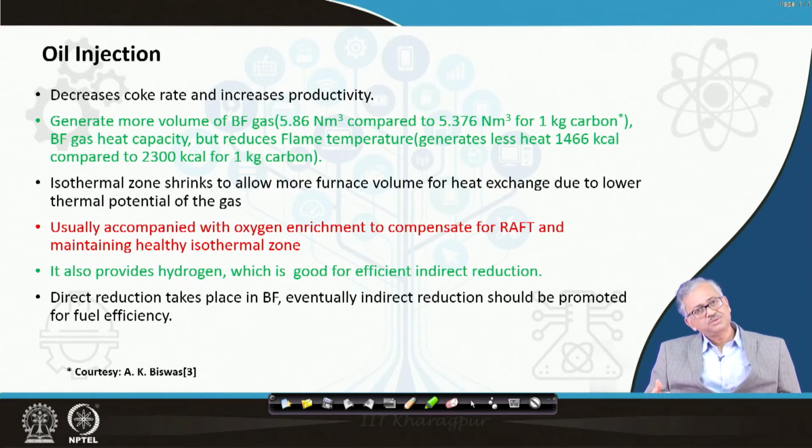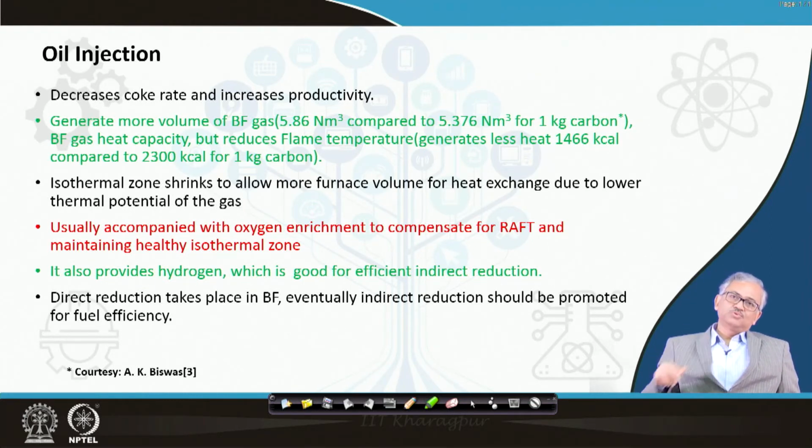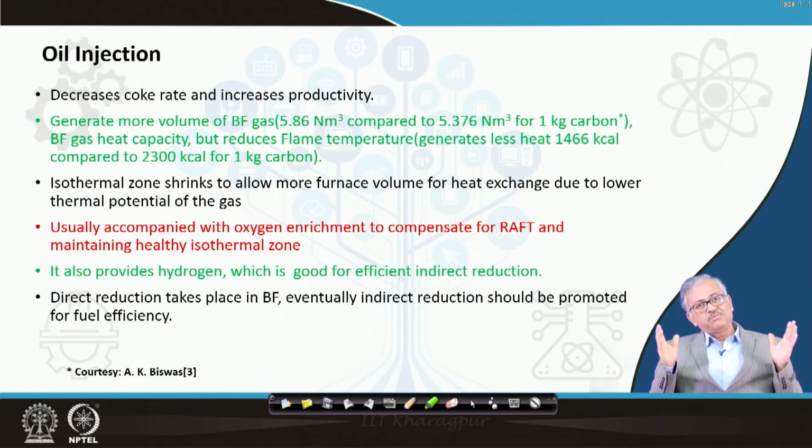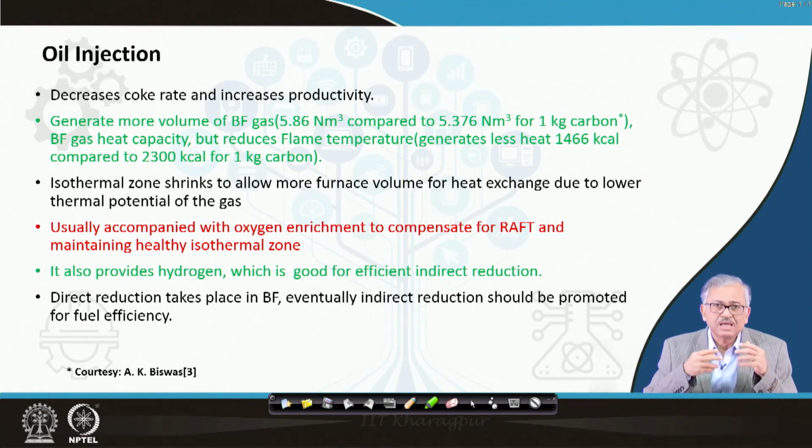So, direct reduction eventually takes place, but the thing is that you have to increase the indirect reduction in the blast furnace, because in the dry zone the gas moves very fast and the residence time and interaction is not very high. Also, bed permeability is a question. If you do not have bed permeability, you have to increase the gas and solid interaction too much for the indirect reduction.